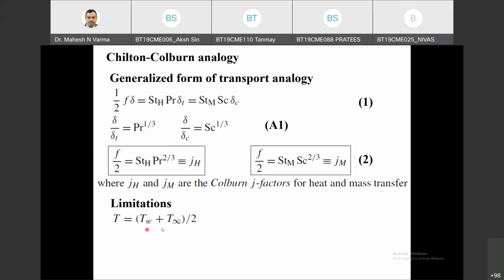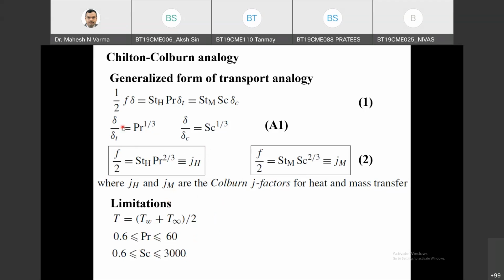The limitation, again, is that all the properties are estimated at average temperature, between the bulk temperature and the surface temperature. Moreover, this analogy is valid for Prandtl number 0.6 to 60 and Schmidt number 0.6 to 3000. Certainly, this analogy is true wherever the Reynolds analogy is true. The Reynolds analogy is true for Prandtl number 1 and Schmidt number 1, which are included here. So wherever you can apply the Reynolds analogy, you can apply the Chilton Colburn analogy.